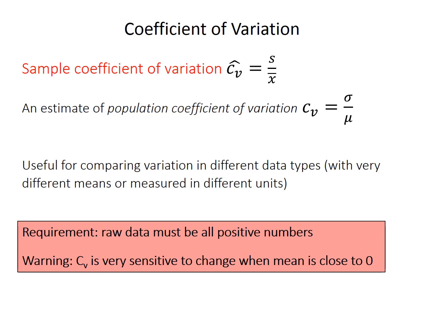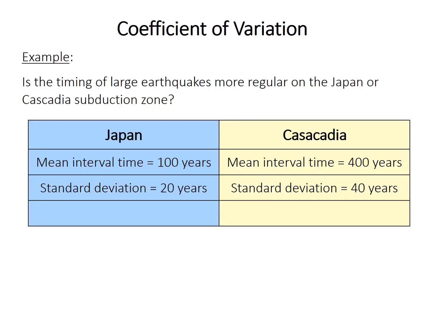So you may still be wondering, when should I use the coefficient of variation? Well, here's an example. Let's say we want to know whether large earthquakes occur more regularly in Japan or in Cascadia, the subduction zone along western North America. So we want to know, is the time between earthquakes more regular in Japan or in North America? I've just made up some numbers here: the mean time between earthquakes in Japan is 100 years, and it's 400 years in Cascadia. The standard deviation of the time between earthquakes is 20 years in Japan and 40 years in North America in this made-up data set.